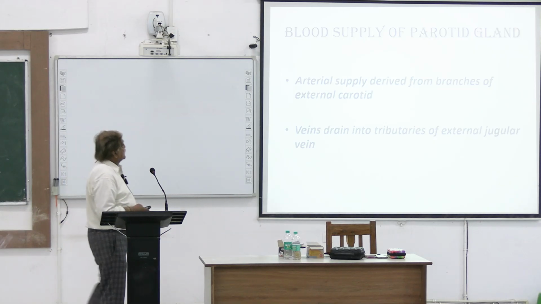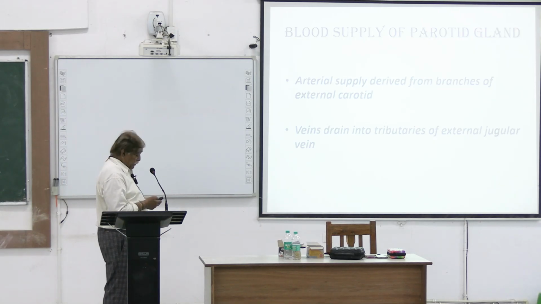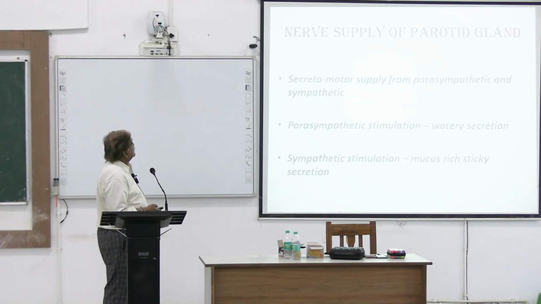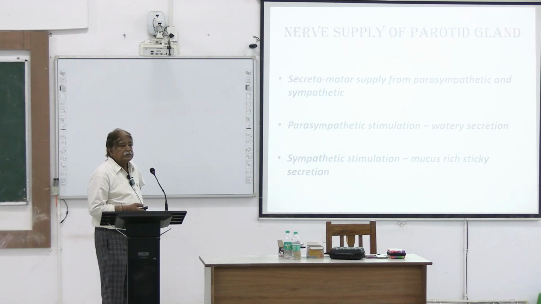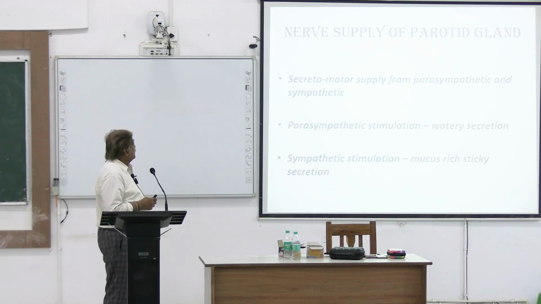Blood supply of parotid gland: arterial supply derived from branches of the external carotid. Veins drain into the tributaries of the external jugular vein. Nerve supply of the parotid gland: secretomotor supply from parasympathetic and sympathetic. Parasympathetic stimulation gives watery secretion. Sympathetic stimulation gives mucus-rich, sticky secretion.